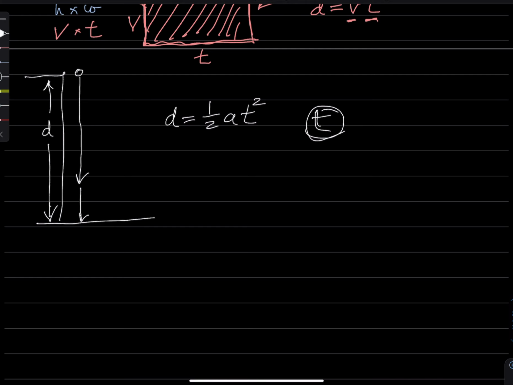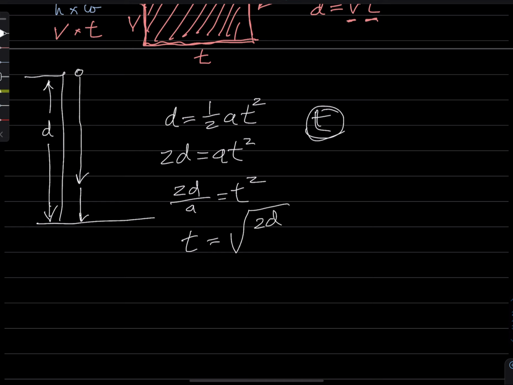Well, here's our 8th grade algebra. Let's multiply both sides by 2. 2d equals a t squared. And I'm always telling people, don't do this whole thing in one step. Do it a tiny piece at a time, and that way you won't make mistakes. Just do it in tiny pieces at a time. Divide both sides by a. 2d over a equals t squared. And now let's take the square root of both sides. So t equals the square root of 2d over a. And that's how long it took for this ball to fall a distance d. So now you're able to get the time.